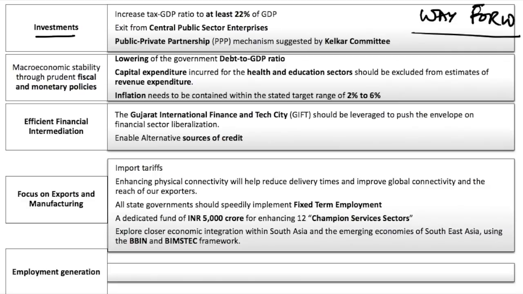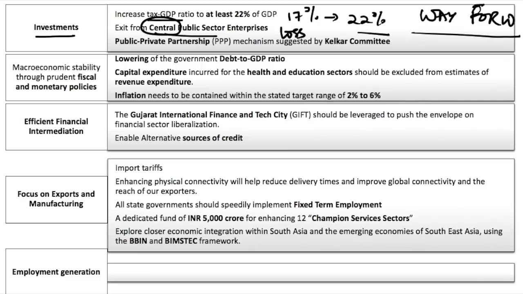Number one, in investments, the GDP increase, the tax to GDP ratio should be increased from 17% to 22% by 2022-23. The government has to exit from central public sector enterprises because there are a lot of funds invested and blocked in these public sector enterprises which do not provide sufficient returns, and that's a loss for the government. And that money can rather be invested in more important areas.